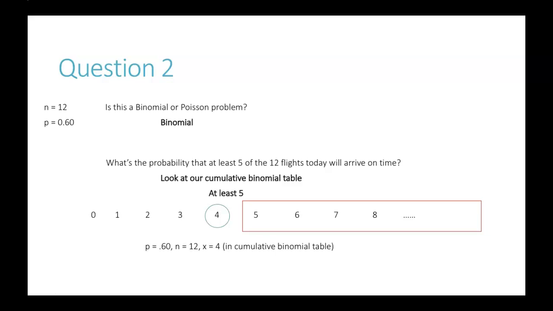So if we have the probability of 0 flights through 4 flights arriving on time, we can then take that probability and subtract it from 1 to find the probability of at least 5. So when you look in your table, you'll see that the cumulative binomial probability for x equals 4 under p of 0.6 and n of 12 comes out as 0.0573. Then, at least 5, we subtract that from 1. So the probability that at least 5 flights arrive on time today is 0.9427.